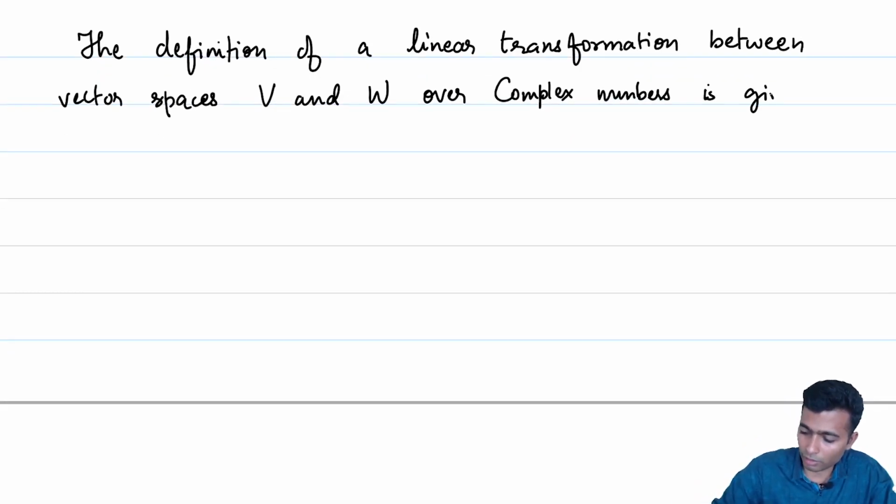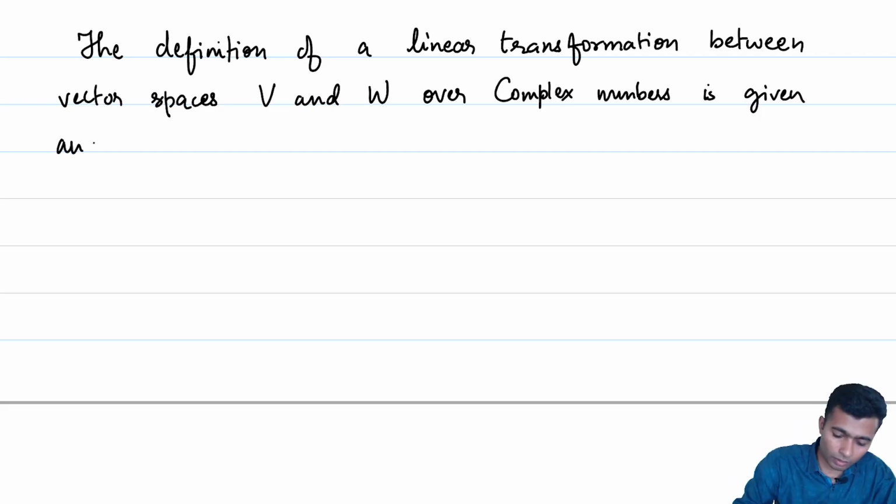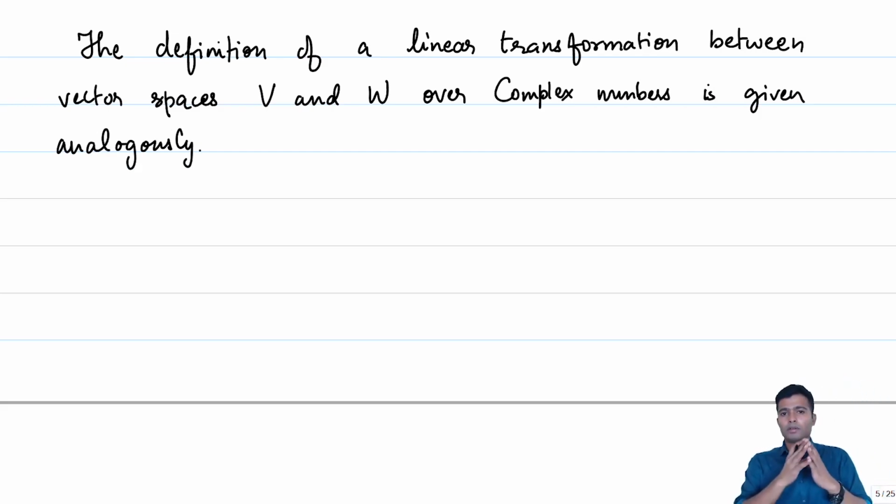The definition is given analogously. The structures are preserved, so vector addition is preserved, there is nothing new there. However, when scalar multiplication is being preserved, now we demand that the scalar will be a complex number.